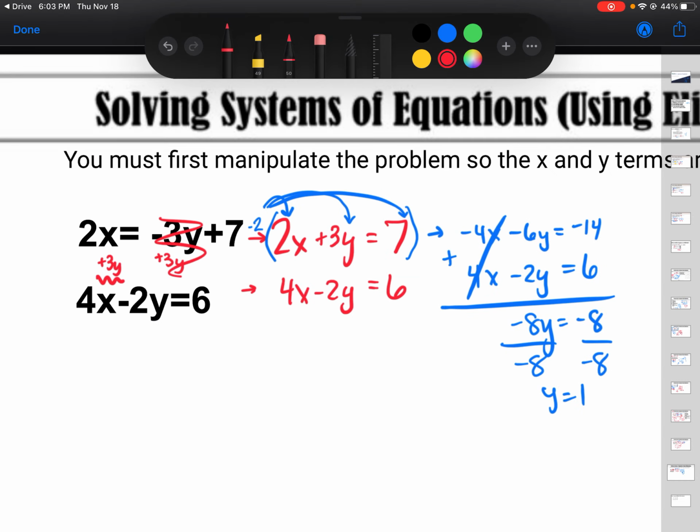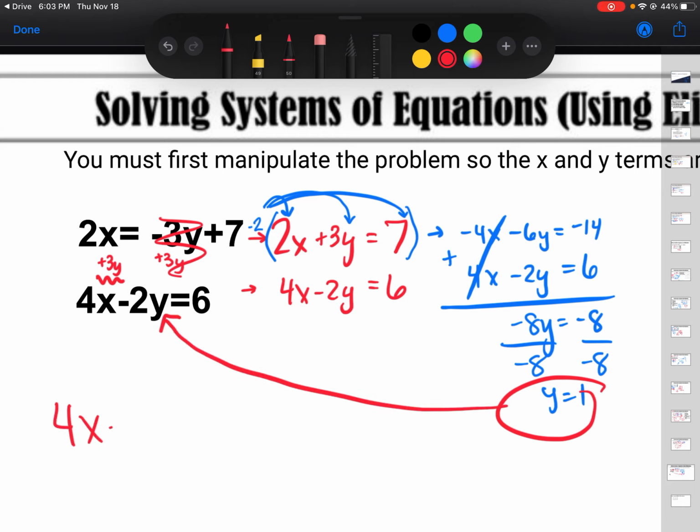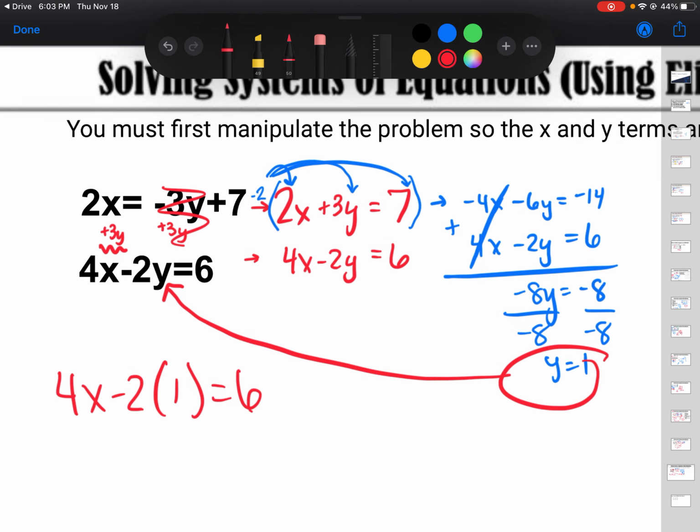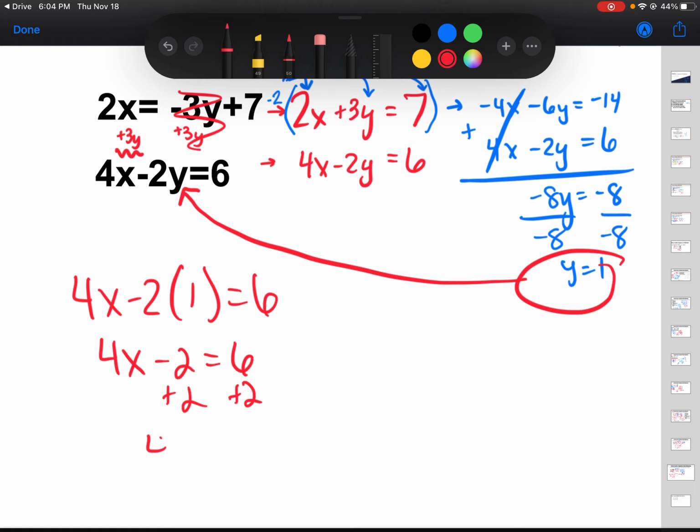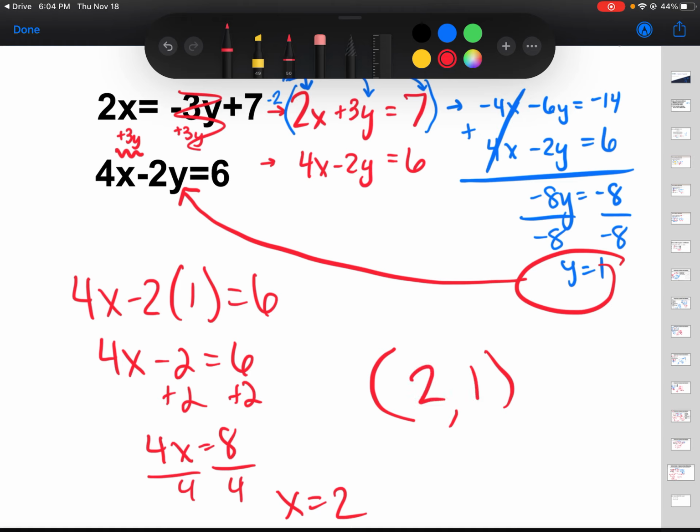Now let's take that 1 and plug it into the second equation here. 4x minus 2y, which is 1, equals 6. So 4x, negative 2 times 1 is negative 2. Add 2 to both sides. Divide by 4. X equals 2. Getting these numbers, so my final answer should be an ordered pair. X, y, so 2, 1.